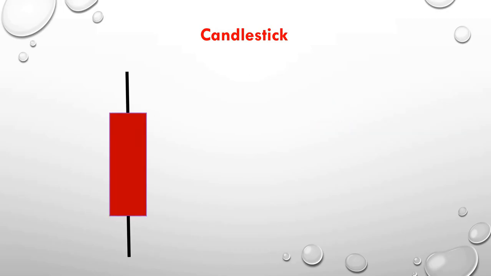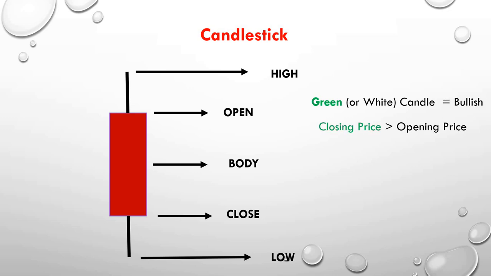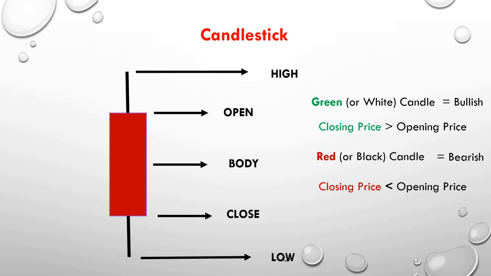And if the candle is red or black, in this case this edge will be your opening price and this is your closing price. Now you can see the closing price is downward and the opening price is upward, which means that the opening price is greater than your closing price. This is your lowest price, this is your highest price, and this is your body. So a green or white candle is bullish, where the closing price is greater than the opening price, but a red or black candle means bearish. A bear is an animal which always looks down. So prices are decreasing and the closing price is less than your opening price.